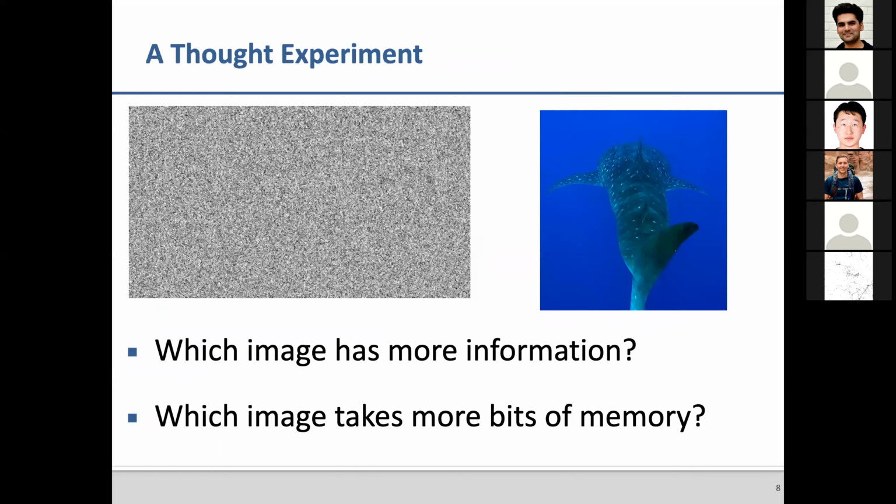So let's do a thought experiment. This is a very interesting one where people often get things confused. I have a question for you guys. Which image, the left or the right, has more information? And then which image, the left or the right, takes more bits of memory? I just need people to randomly answer this. You can do this in the chat or not. So it's basically two answers and each of them is left or right.